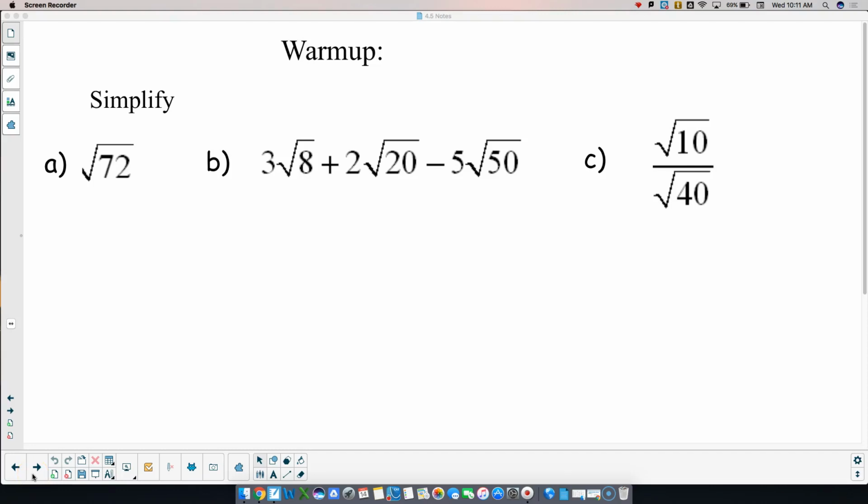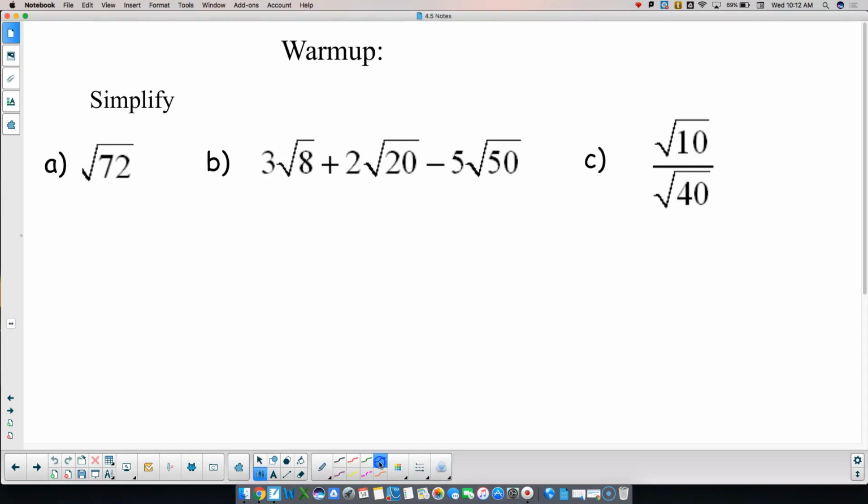Biggest perfect square factor that goes into 72. 36 is the biggest one that goes into 72. It goes in there twice. So the answer here then would be 6 times the square root of 2.